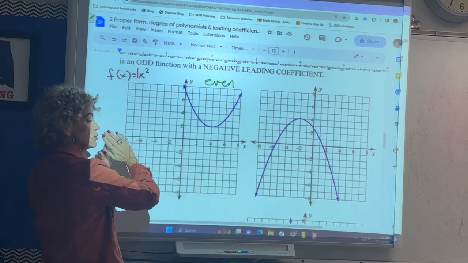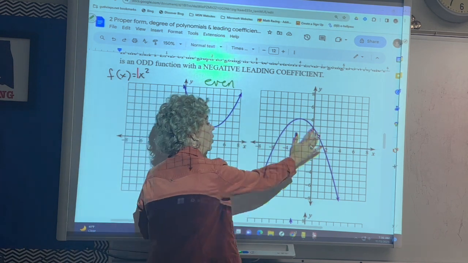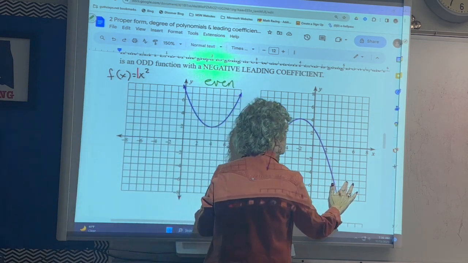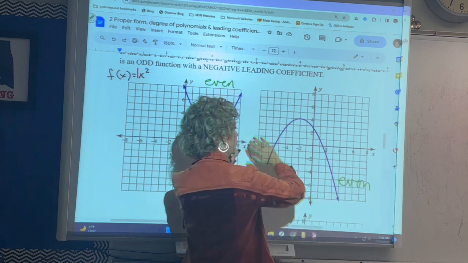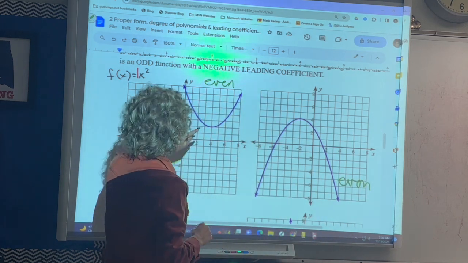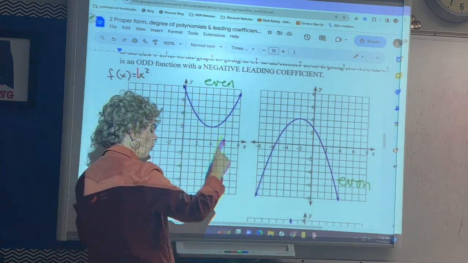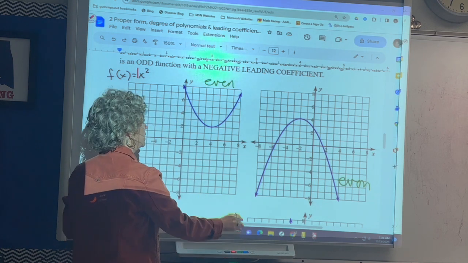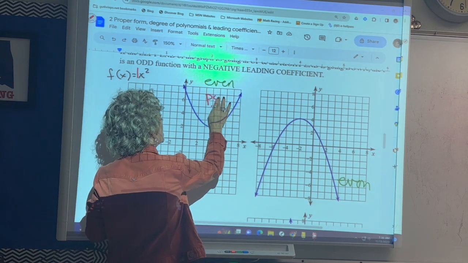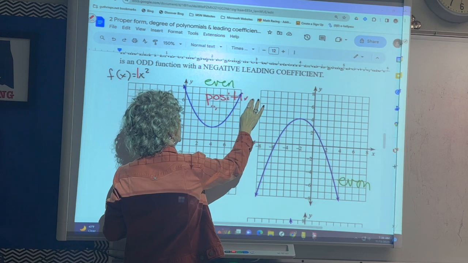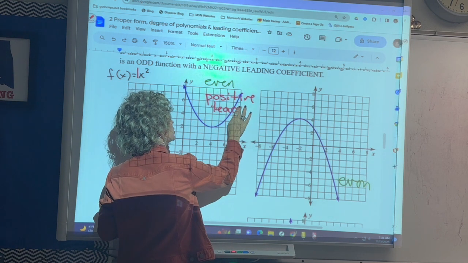Now, because they're going in the same direction, this is also an even function, because both ends are going down regardless. Okay. Now, this one has a leading coefficient of 1, positive 1. So this has a positive leading coefficient.